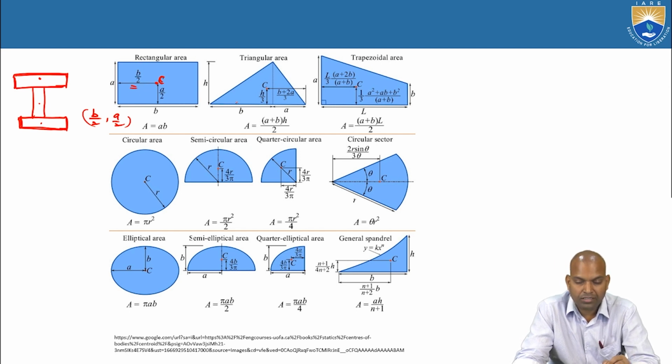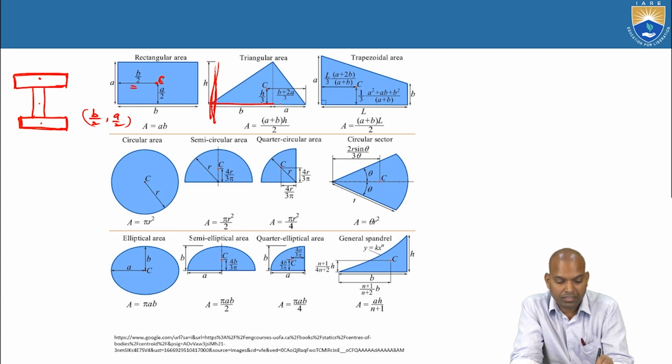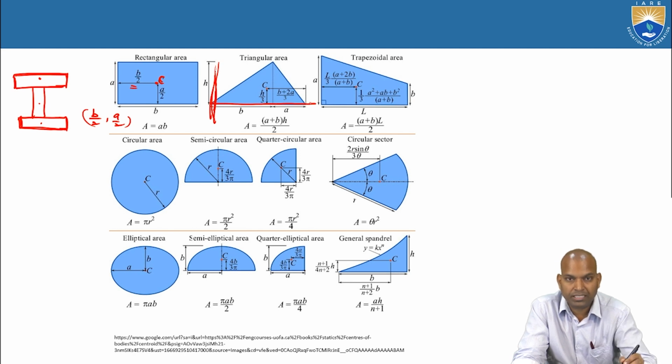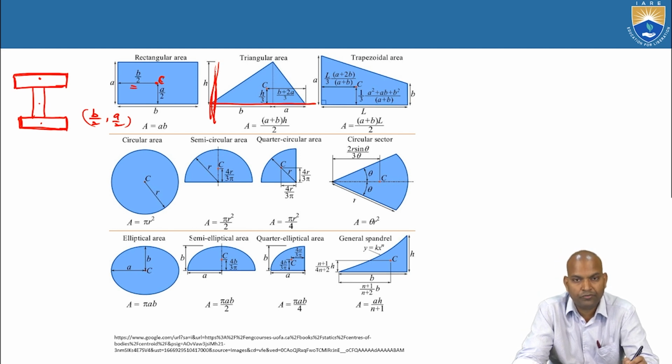Next, if we consider the triangular area, where is the centroid? If the reference axis is at the left side, and here the base reference axis, because to locate the centroid we need two axes. Those axes are known as the reference axes.